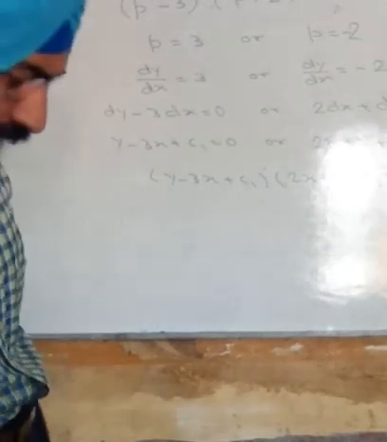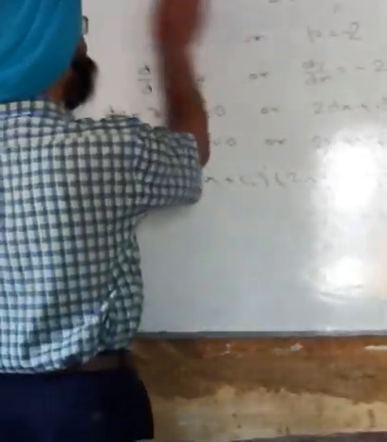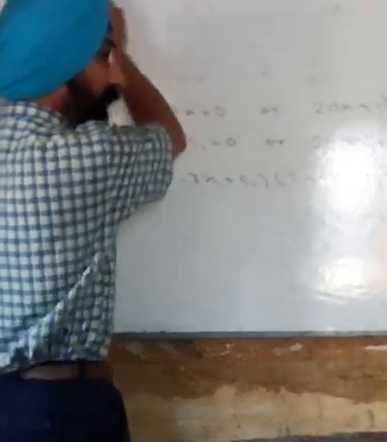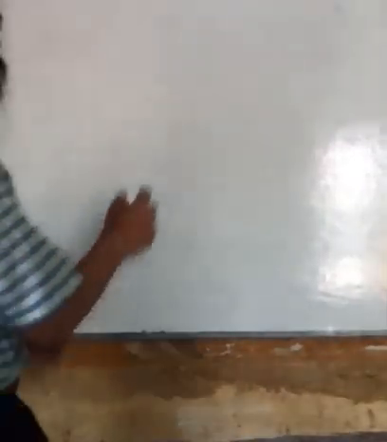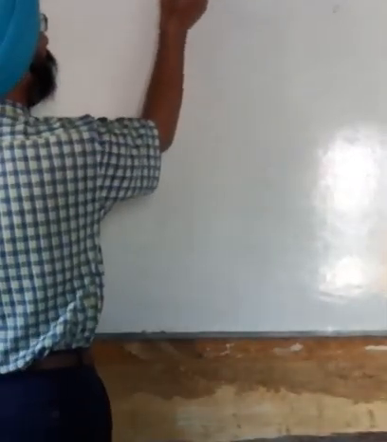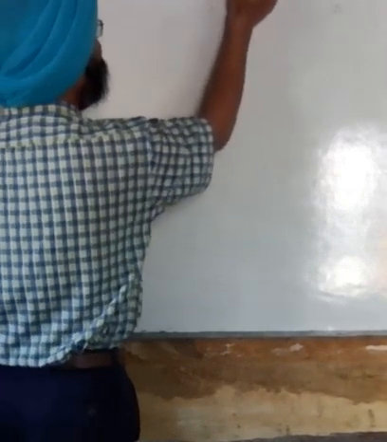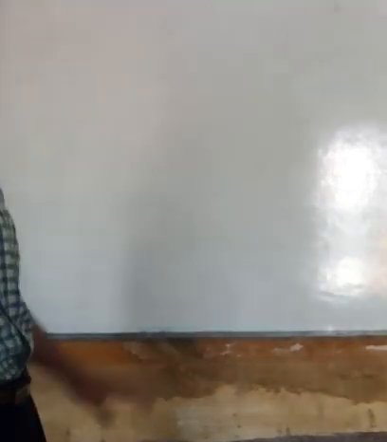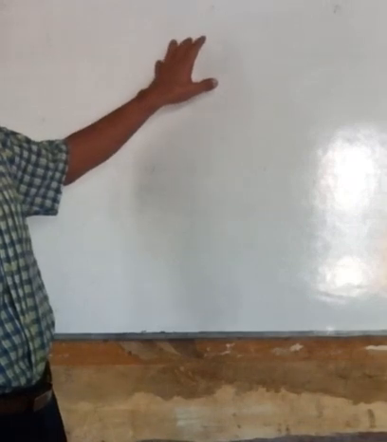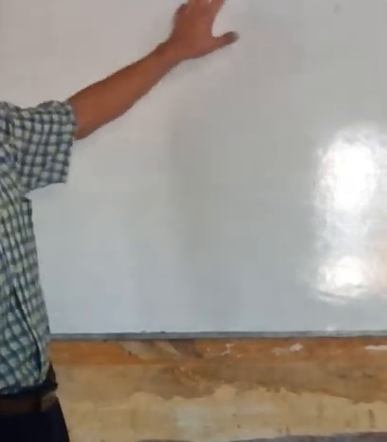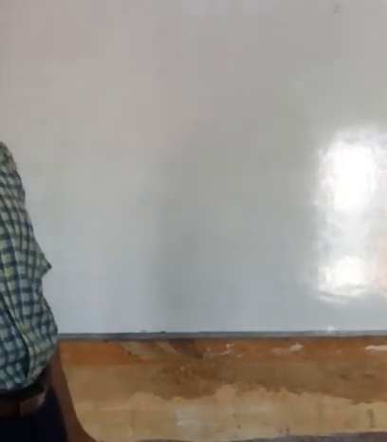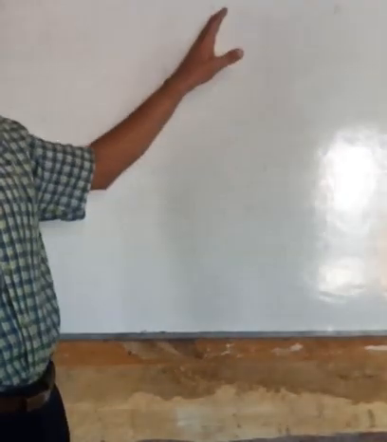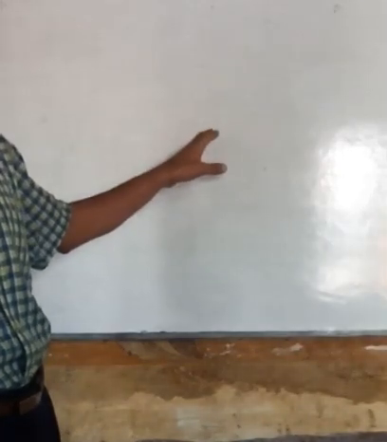Now, the next one is when the equation is solvable for y. That means y can be expressed as a function of x and p. The equation is solvable in y, means y can be expressed as a function of x and p. Then how to solve this differential equation? Again, we will illustrate the method by taking some example.